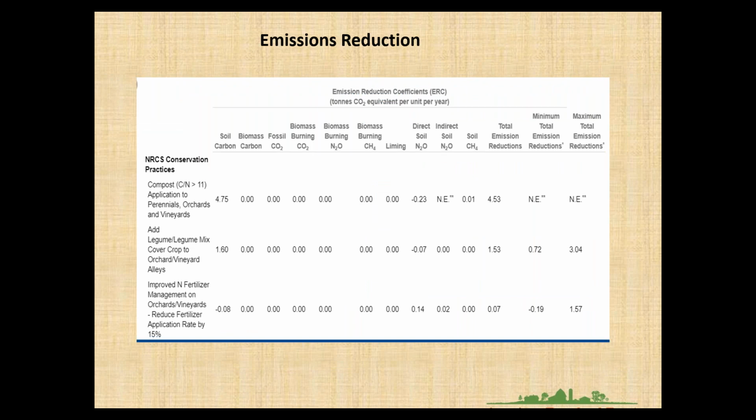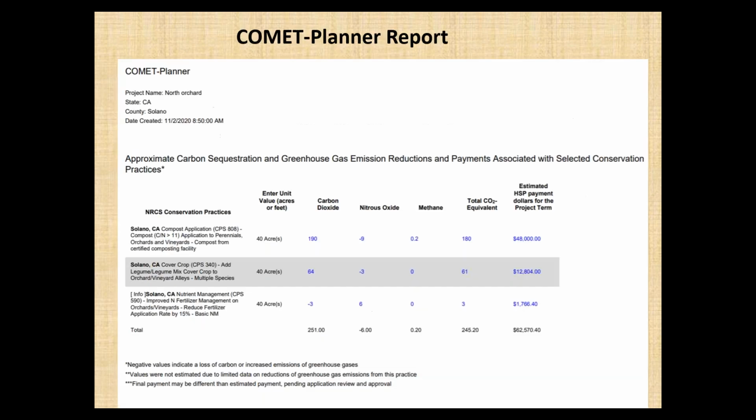So this page shows emission reduction coefficients, or the components of carbon dioxide, nitrous oxide, and methane in much greater detail as affected by each conservation practice on a per acre basis. And here's the report. Once the data entry is completed and the values are confirmed, this report is produced, and the final report summarizes the findings associated with each practice. And again, on the far right, the estimated HSP payment dollars.